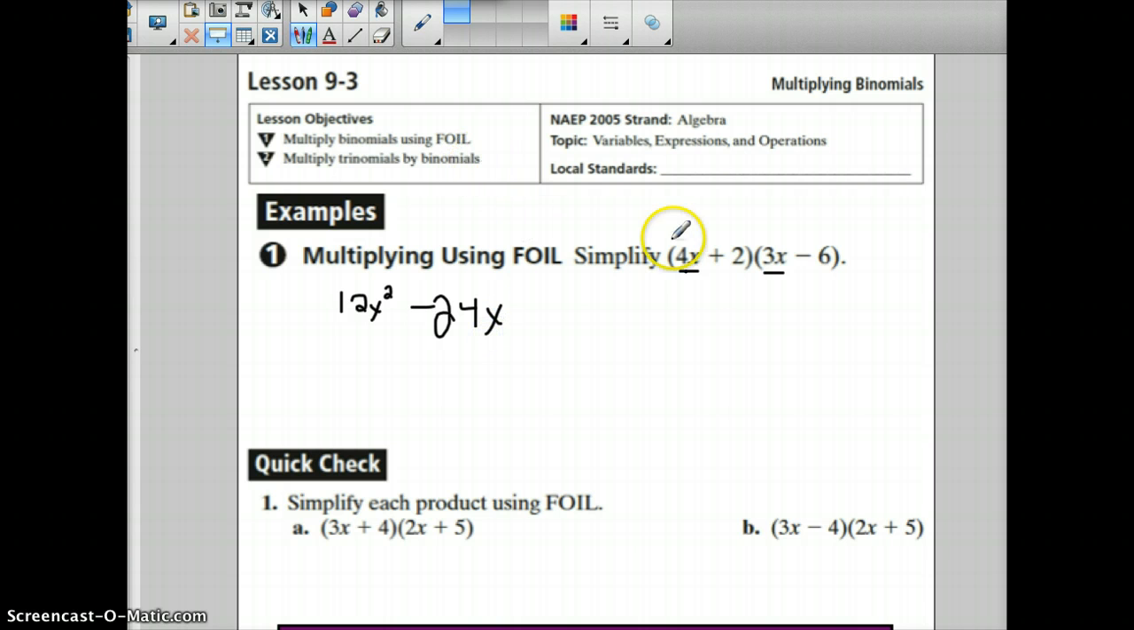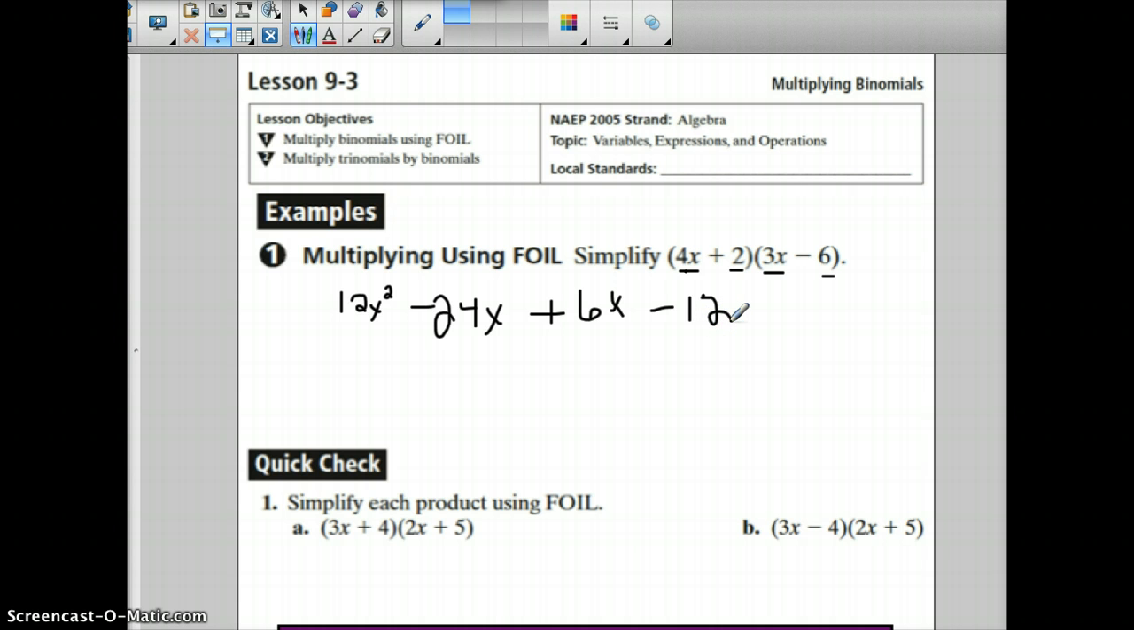Then the I in FOIL is inner. And here we have our 2 and our 3x. Those are the inner two. They're kind of sandwiched in the middle there. So we take 2 times 3x and we get a positive 6x. And then our last terms. The last terms are going to be the last term in each of the binomials. So 2 times negative 6 gives us minus 12.